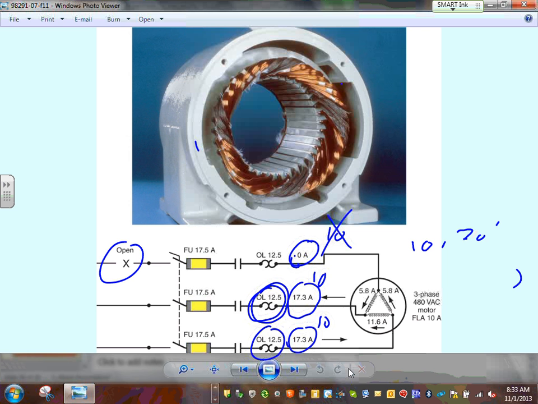If you don't have an overload, that's what's going to happen. You're going to burn your motor. Can you see these coils that are burned? That's a single phase condition on a delta motor. Any comments, guys? Any questions? It's so important having an overload. So how do you prevent single phasing? Have a proper overload.